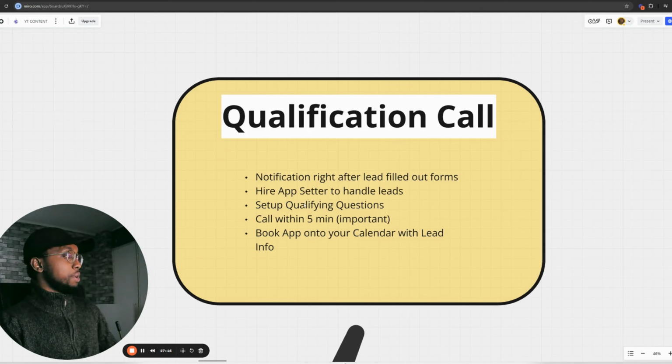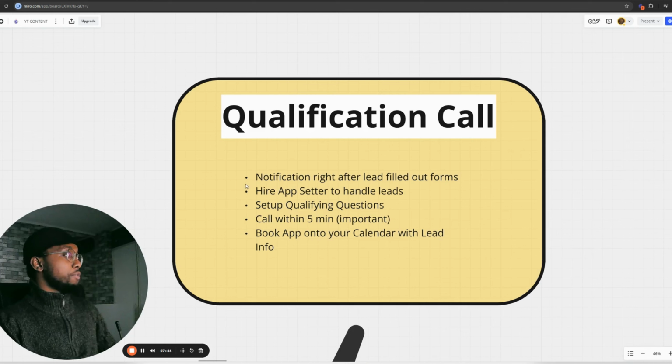And for that particular appointment setter, you should, of course, set up qualifying questions to ask those leads, because without a qualification call, without these qualifying questions, all types of leads are going to come in, all types of unserious people are going to come in. So make sure that you set up some requirements to see if the lead even qualifies to get a remodeling job done.